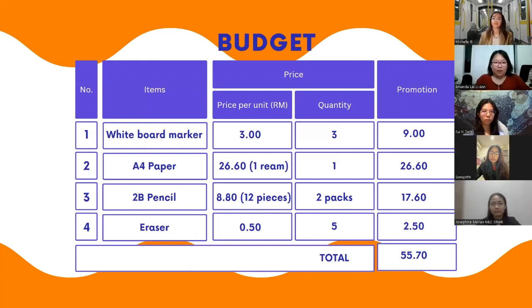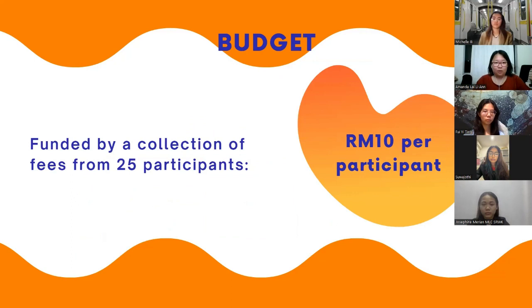All right. Hello, I am Amanda and I will be explaining about the budget. So here is the budget that we plan to use for the course. So there are four items that we're going to use, which is 3 whiteboard markers, 1 stack of A4 paper, 2 packs of 2B pencils, and 5 erasers. All that amounts to 55 ringgit and 70 cents. Move on to the next slide, please.